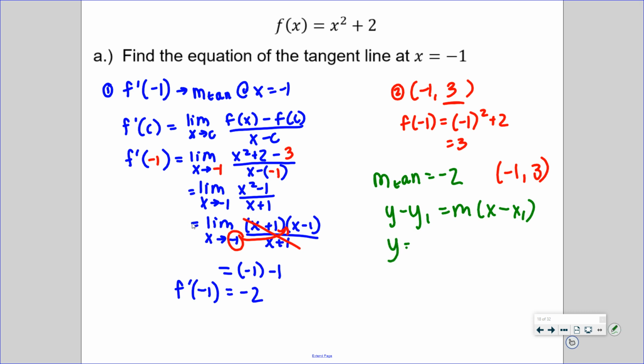All right, so all we have to do then is plug in our point, which is 3 for y1, -1 for x1, -2 for our slope. And again, you just get to leave it like that.